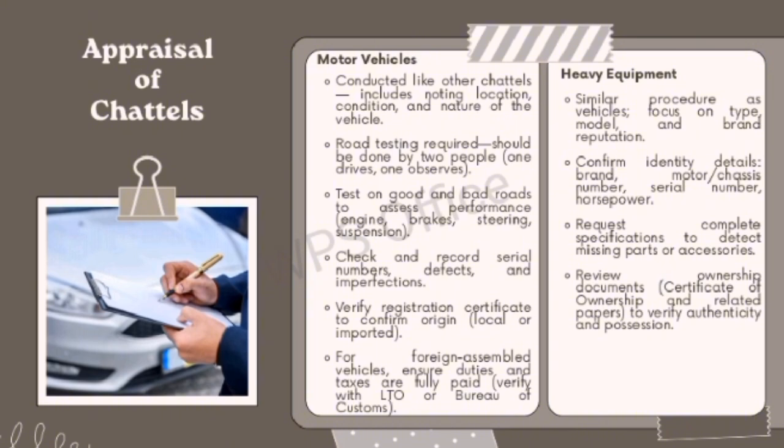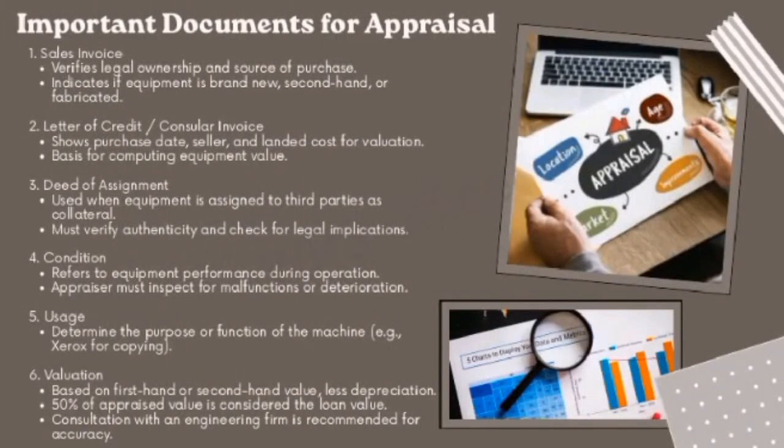Then, review ownership documentation, certificate of ownership, and related papers to verify authenticity and processes. It involves the certificate of ownership showing the equipment is legally owned by the company. Now let's move forward to important documents for appraisal.